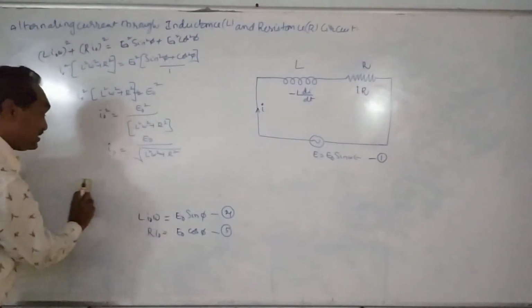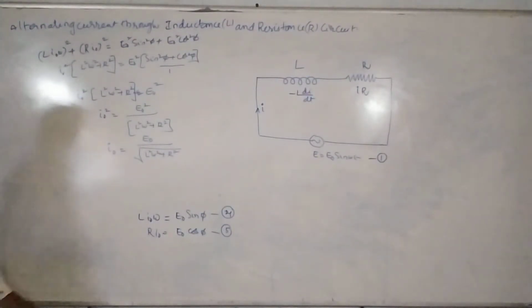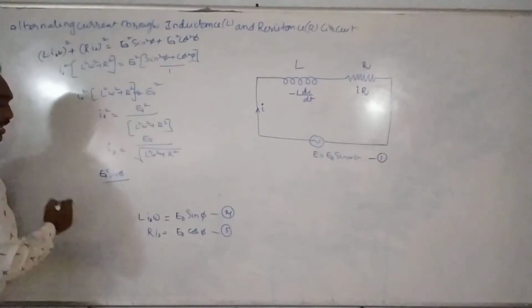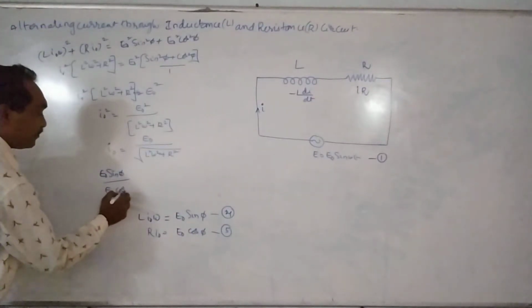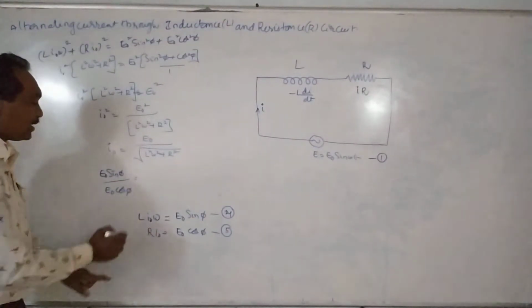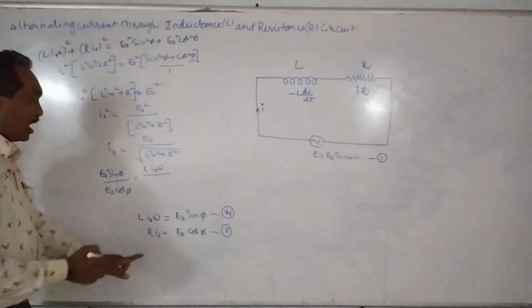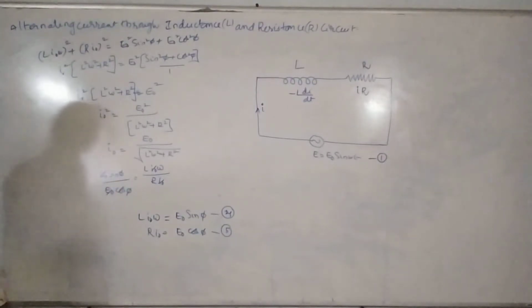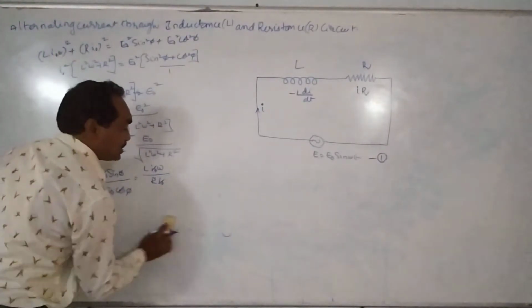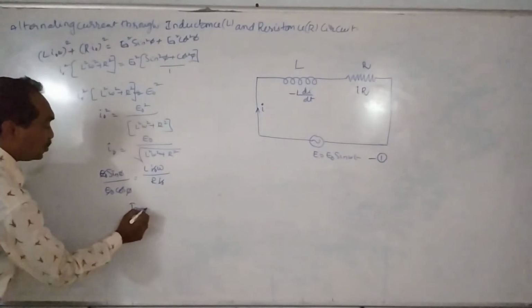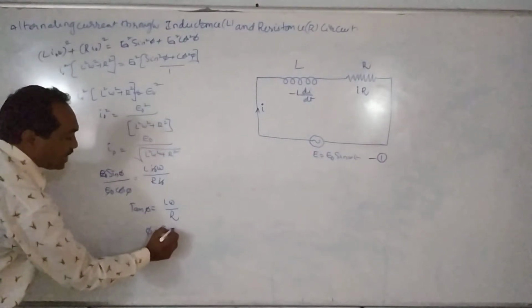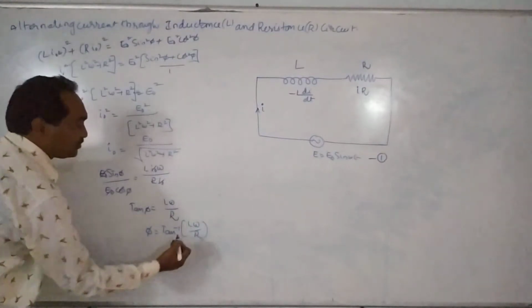Now what we require is the phase difference. By dividing equation 4 by equation 5, what happens? E₀ sin π by E₀ cos π is equal to L I₀ ω by R I₀. I₀ cancels, E₀ cancels. Then sin π by cos π is equal to how much? tan φ. That is, tan φ is equal to Lω by R. Then φ is equal to tan⁻¹(Lω/R).